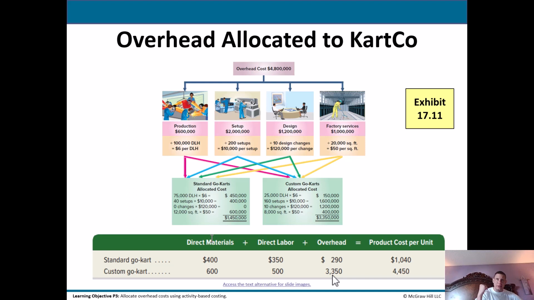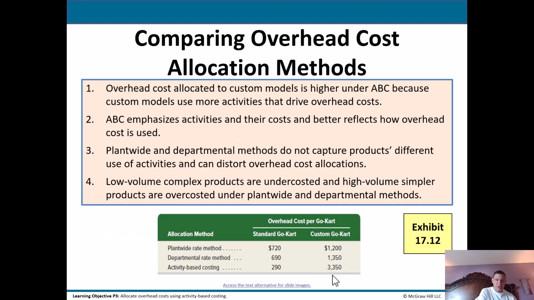When we looked at the difference between having one rate for the whole factory versus departmental rates, it was a little different, but it wasn't a whole lot different. Then we jump into ABC, and you see this is way different in terms of the overhead allocation. If we look at the bottom here, we're comparing them, right? For the standard go-kart, the plant-wide rate was 720, departmental was 690, so again, not too different. And then activity-based jumps all the way down to 290. For the custom go-kart, 1200 versus 1350, not too different, but with ABC it goes way up.